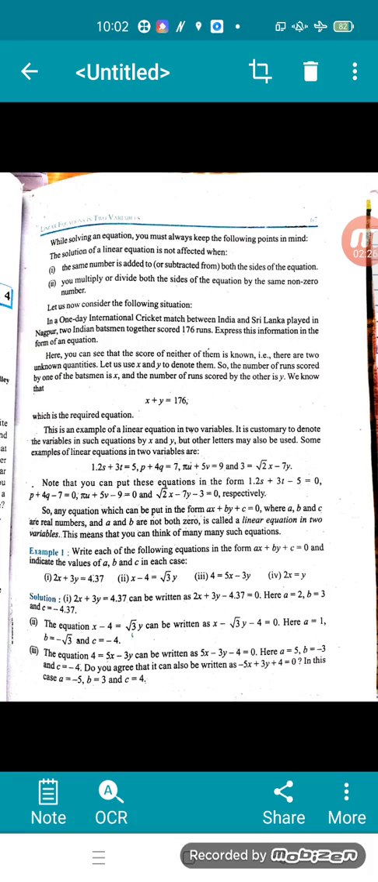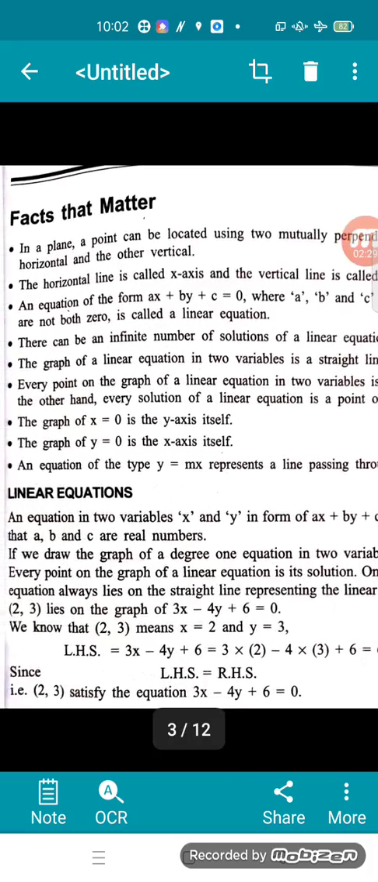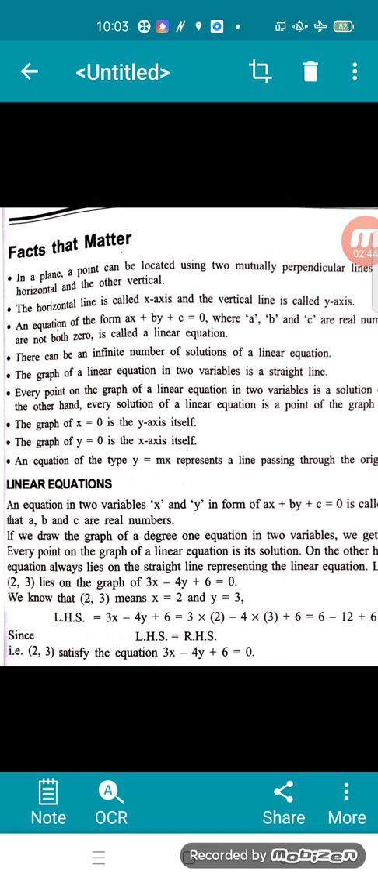Now, some important facts about this. In a plane, a point can be located using two mutually perpendicular lines such that one of them is horizontal and the other is vertical. The points are very important. Please write down in the notebook. The horizontal line is called the x-axis and the vertical line is called the y-axis. An equation of the form ax plus by plus c is equal to 0, where a, b and c are real numbers such that a and b are not both 0, is called a linear equation. There can be an infinite number of solutions of a linear equation.